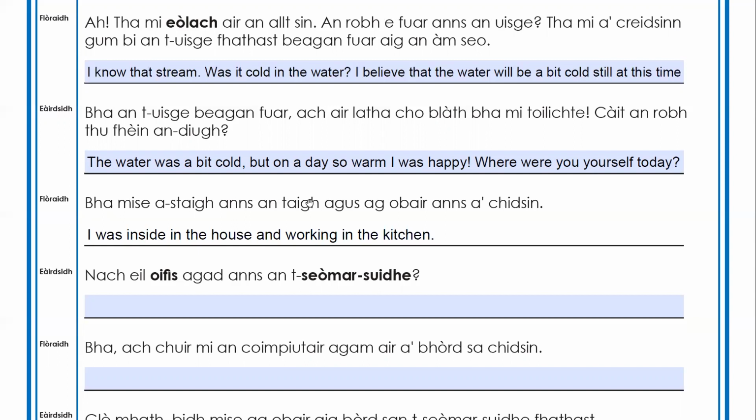So Antai, ans antai, no change, and kitchen, the kitchen, masculine, ans a kitchen. So just a masculine that starts with a C. So an kitchen becomes ans a kitchen.